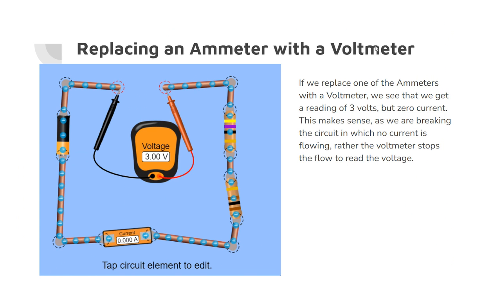So now if we replace an ammeter with a voltmeter, we can see that in order to put in this voltmeter, we're going to have to break this circuit. And if we break the circuit, we're essentially making infinite resistance, so there's no way for any current to go through. That's why the current at the bottom reads 0. However, we are able to read voltage, as is the purpose of the tool. So we can see that our voltage is 3, which is reflective of having one 3-volt battery.